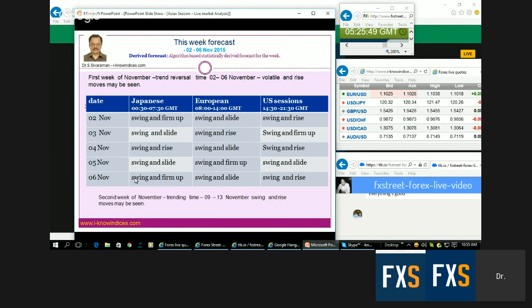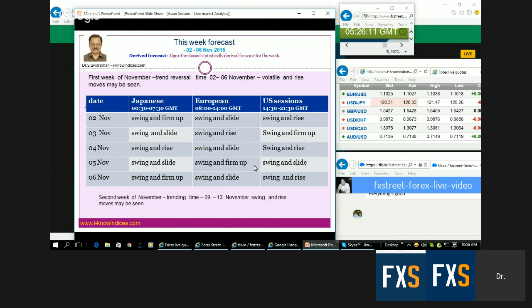Then on Friday, for the non-farm payroll, swing and firm up moves are expected during the Japanese session, and then they will make the swing and slide before the non-farm payroll. After the non-farm payroll, they are expected to make a small swing upward and downward either way, pretending as if the market is not going to rise.